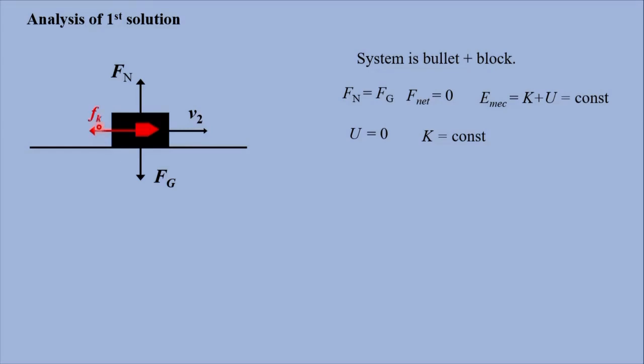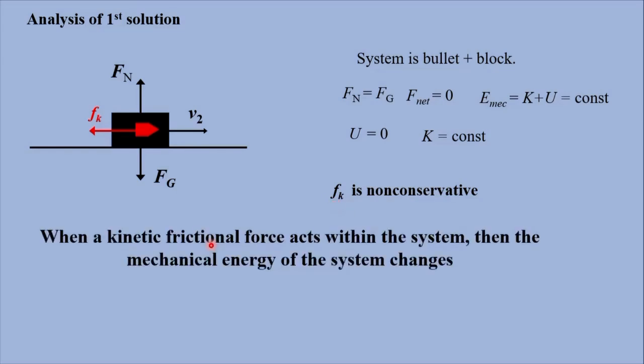We know that kinetic friction force is non-conservative. What does it mean? It means that when a kinetic frictional force acts within the system, then the mechanical energy of the system changes. So mechanical energy is not a constant. So this conclusion made by the student is incorrect. And as a consequence, the first solution is incorrect.